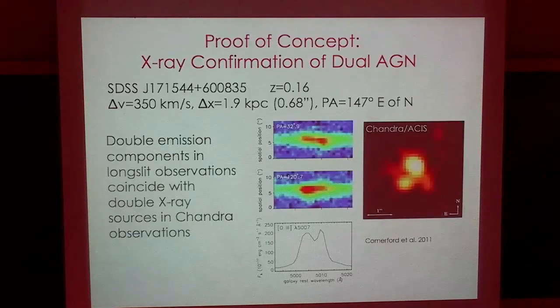So for Chandra, the idea is to do something like this. Here's our Sloan double peaks. Here's the follow-up spectrum from Lick, where we see these two emission components. And then the Chandra observations show two X-ray sources that coincide exactly with where the two emission components were in the long slit spectrum. So this is exactly the sort of thing we're looking for as confirmation of dual AGN. And this also nicely illustrates all three steps in the process, right? Double peaks, follow-up long slit, confirmation with Chandra.